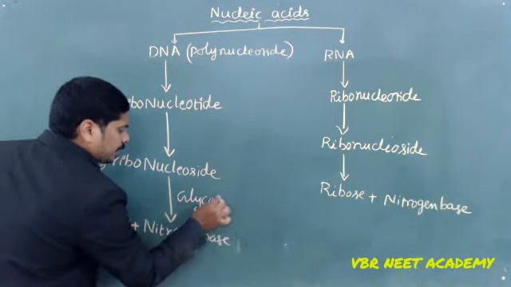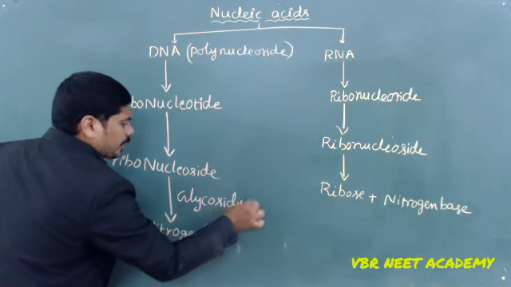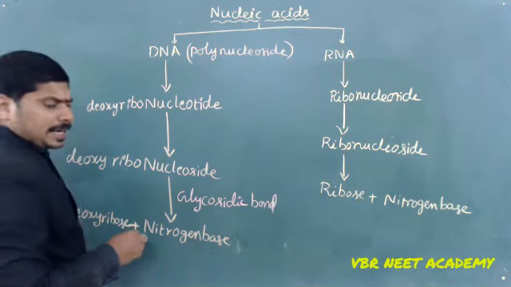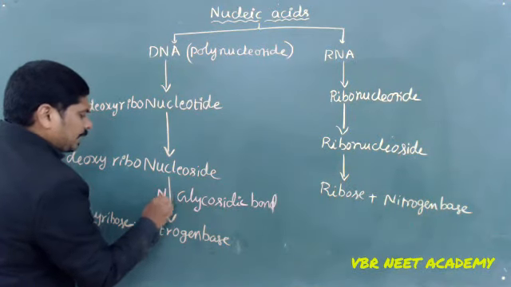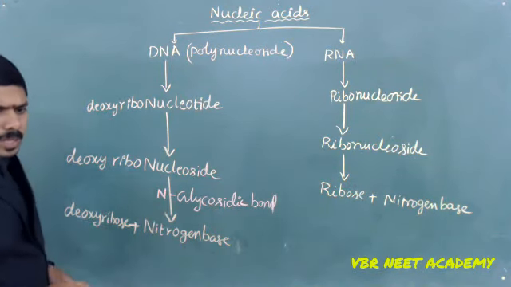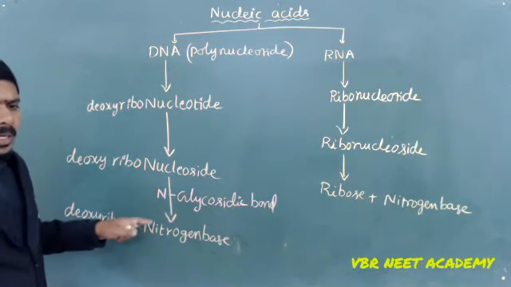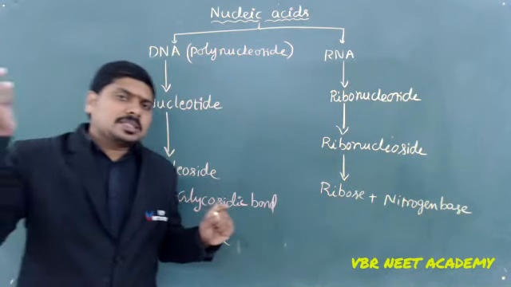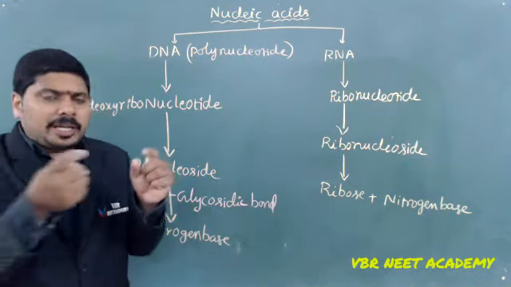I am just taking it in reverse. What bond are we going to have? Glycosidic bond. This glycosidic bond can also be called N-glycosidic bond. We are going to call this one N-glycosidic bond because what we are having in carbohydrate is oxygen glycosidic bond, sharing of oxygen.